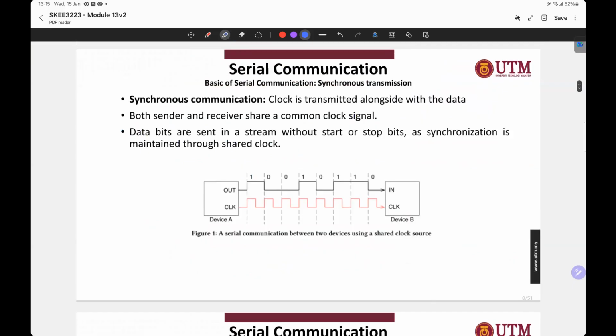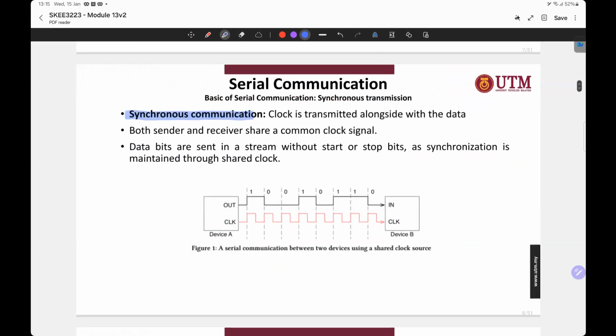Okay, and for serial communication, there are two types. One we call synchronous serial communication. The second one is asynchronous serial communication. What are the differences between synchronous communication and asynchronous communication?